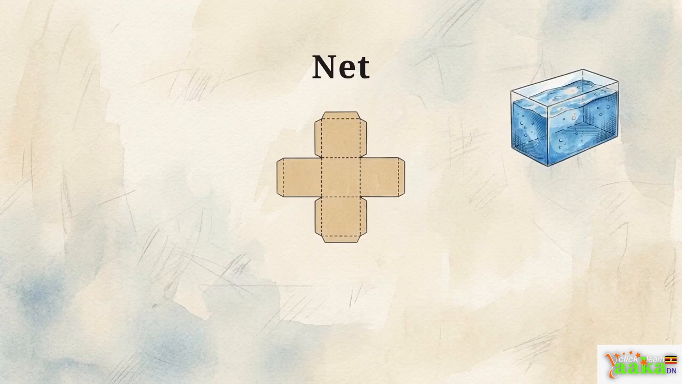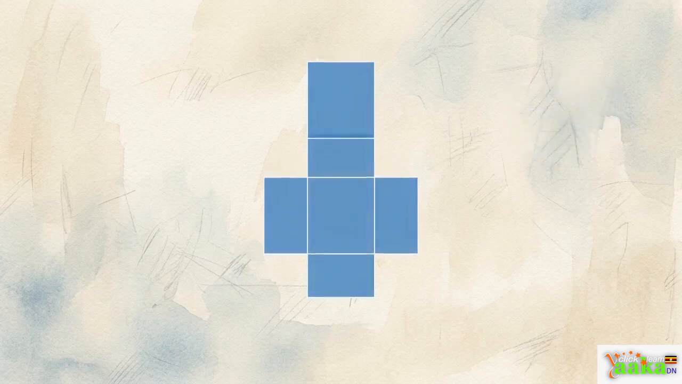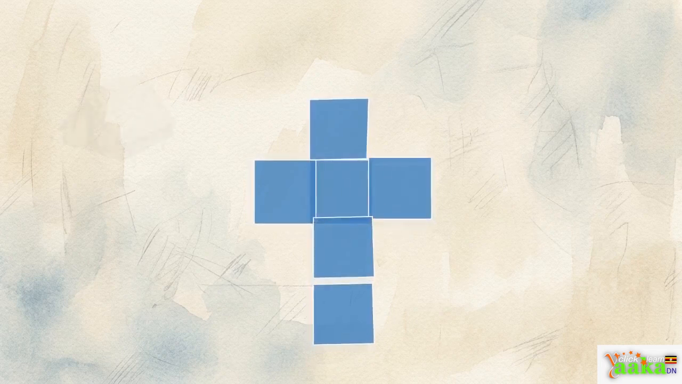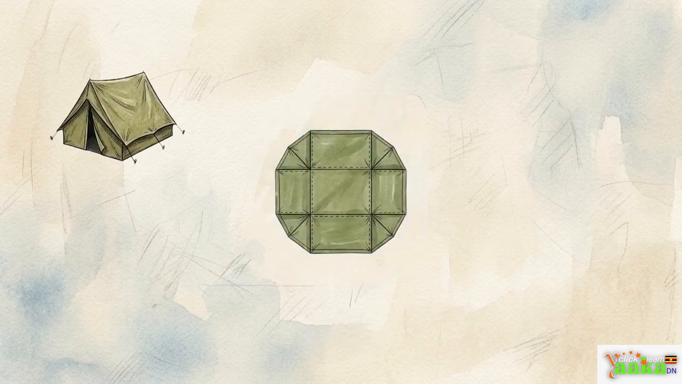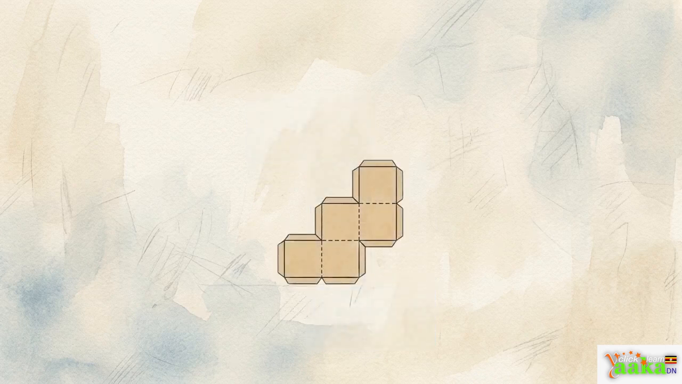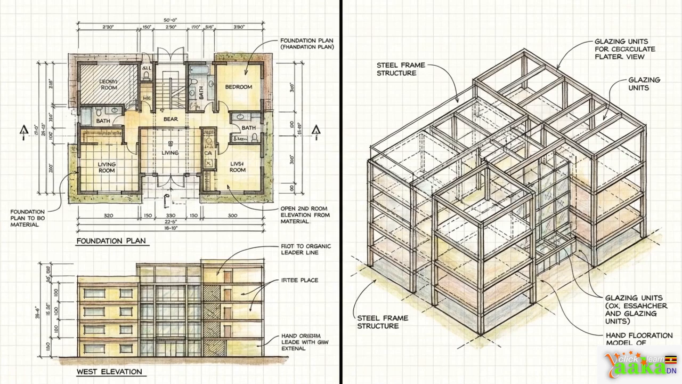Every flat-sided solid has a net. A cube unfolds into 6 identical squares, while a triangular prism, like a tent, breaks down into rectangles and triangles. Depending on which edges you choose to cut, you can often create several different but equally valid nets for the same shape. The net serves as a bridge. It allows us to use two-dimensional measurements to determine the physical requirements of a three-dimensional object.